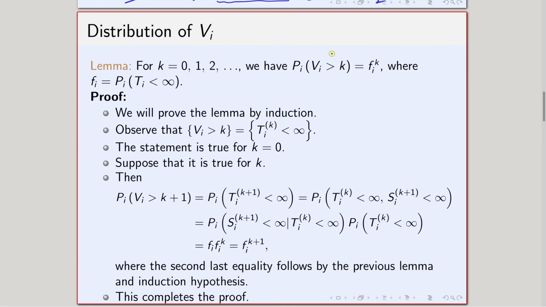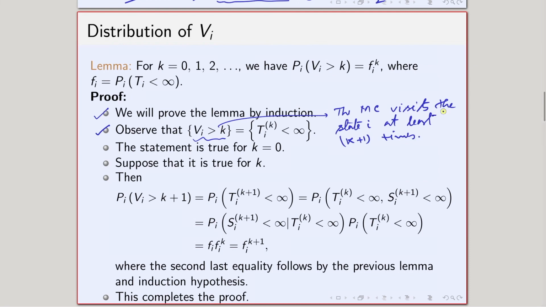The proof of this lemma goes like this. As I already pointed out, we will use mathematical induction to prove this lemma. The first observation in this lemma is this one: see that Vi greater than k. What is Vi? Vi is the number of times the chain visits the state i. So this part is saying that the Markov chain visits the state i at least k+1 times.